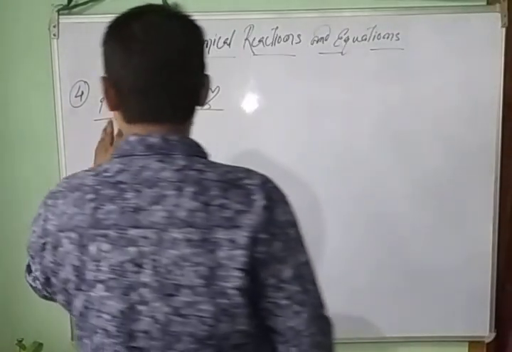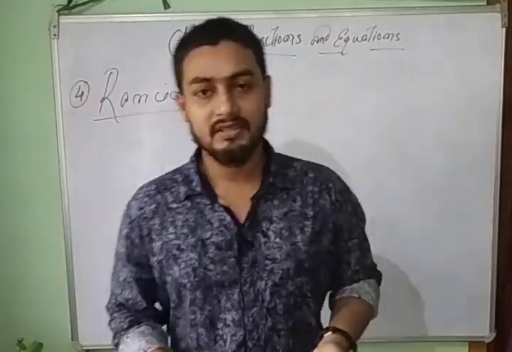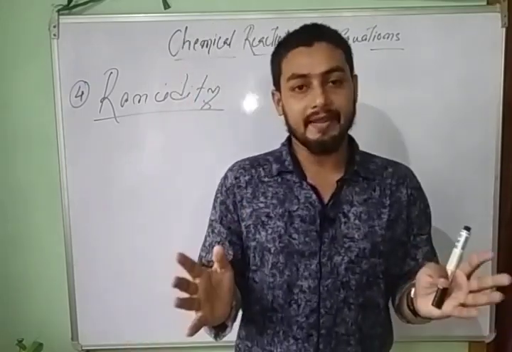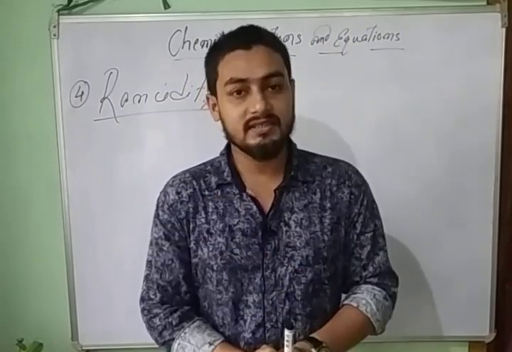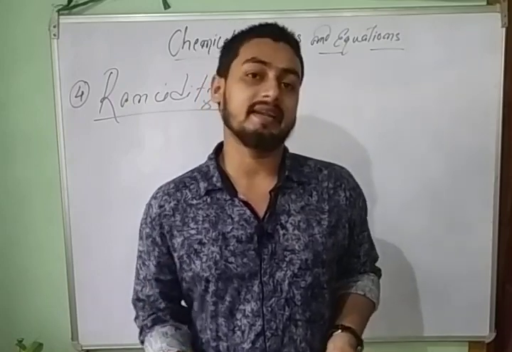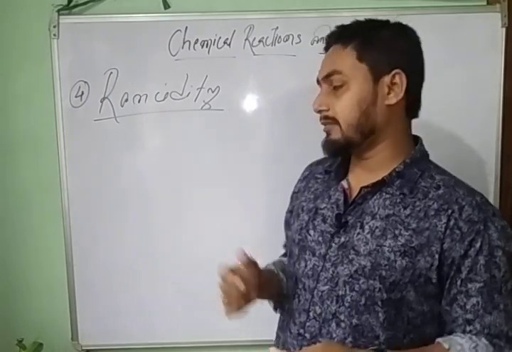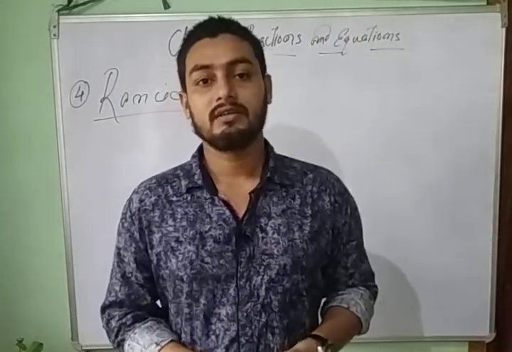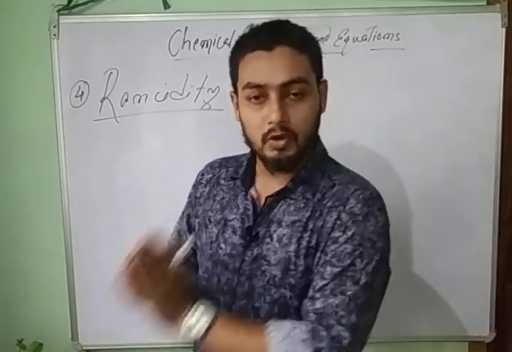So how do you write the definition of rancidity? Rancidity is the process in which, when oil and fat containing food items are kept exposed to the atmosphere, they get oxidized by oxygen, resulting in a change of smell and taste. This is called rancidity. And rancidity can be prevented by using some chemical substances called antioxidants. There are some chemical substances which inhibit the process of oxidation.